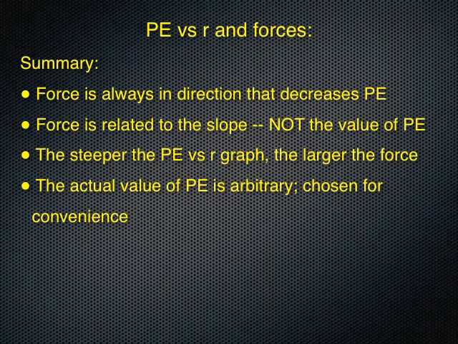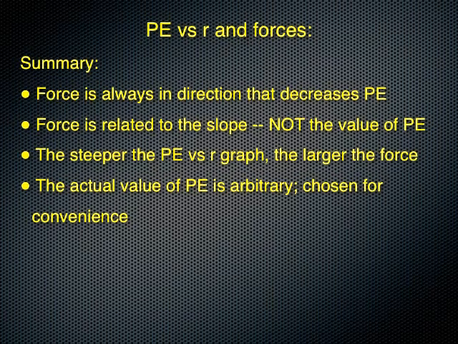In summary, force is always in the direction that decreases potential energy. Objects are forced down the energy slope. As they are forced down the energy slope, they gain speed. The force is related to the slope. It is not the value of potential energy. It is the change in potential energy divided by the displacement, with a negative sign, pointing in the direction of decreasing energy. The steeper the potential energy versus displacement graph, the greater the slope, the greater the force.